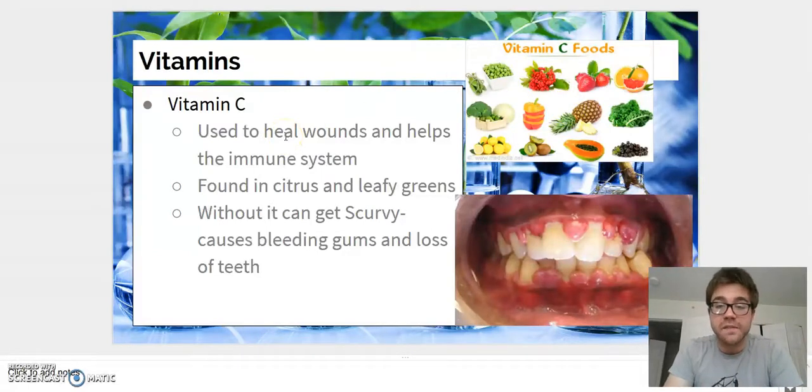You can also find vitamin C in leafy greens, like the salad bar at school. That salad bar has lots of green leaves, like spinach, that are really good for you and that have vitamin C. Now, if you don't get enough vitamin C, you can get the pirate disease called scurvy. Scurvy causes bleeding gums and swollen gums like you see here, and eventually can cause the loss of teeth. A lot of pirates had this disease because they could not get vitamin C while they were at sea.